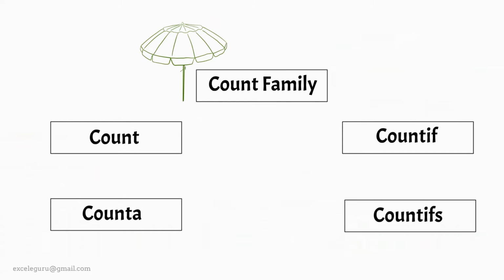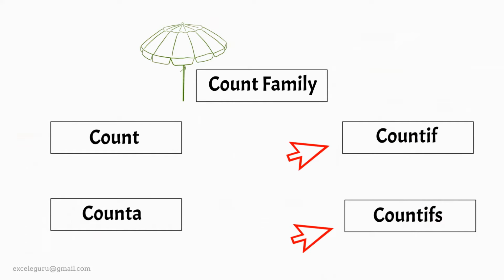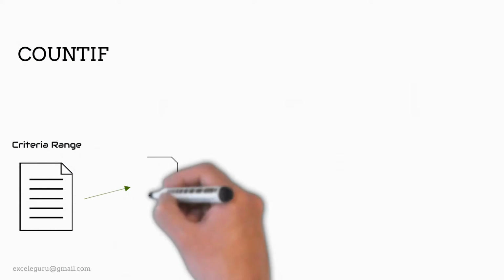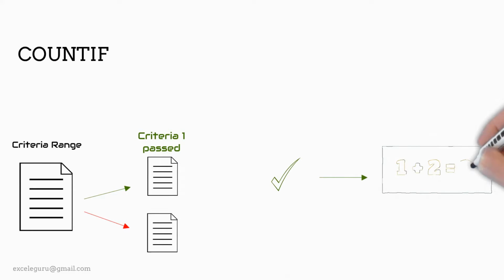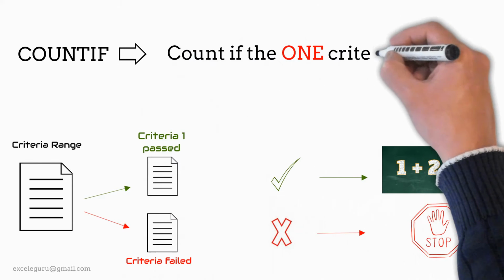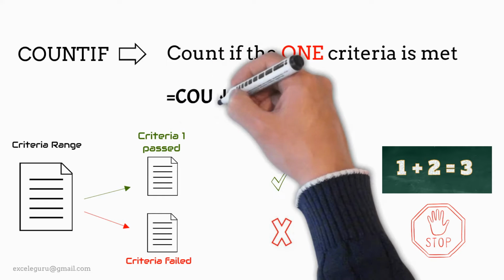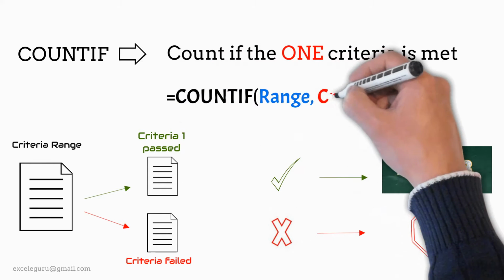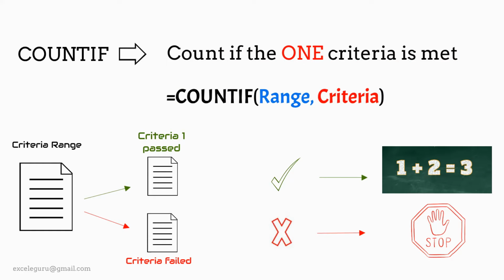Just a quick recap. COUNTIF and COUNTIFS formulas are under the umbrella of the COUNT family, as explained in the previous lesson. Let's understand the concept. As the name suggests, the COUNTIF formula will count a range of cells when the criteria is met. Note that the COUNTIF formula only evaluates one criteria. Start the formula with equals COUNTIF, open bracket, and then type the range of cells, which has the criteria, followed by the single criteria to meet. Lastly, type the closing bracket.